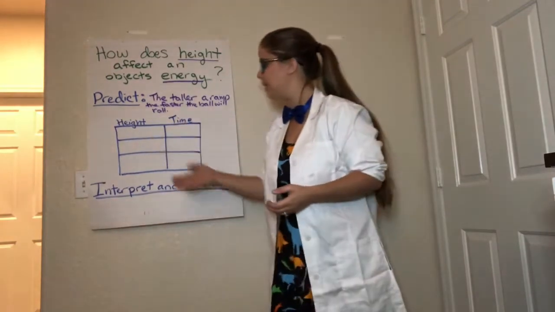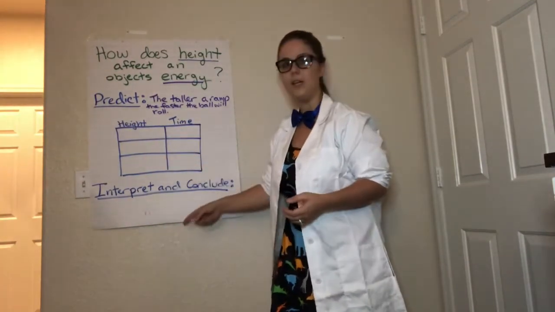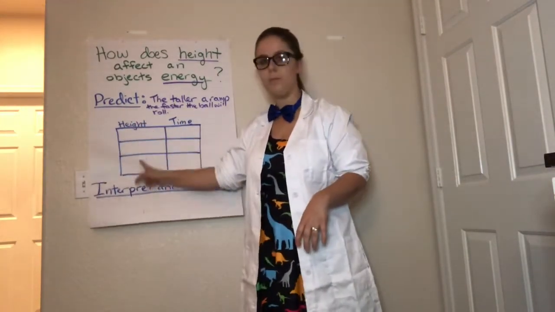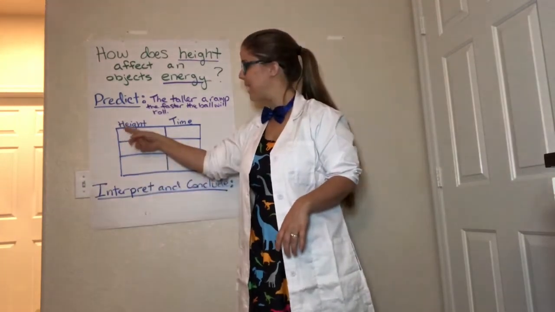So your table here should have 6 boxes. No, just 6. You just need 6 boxes. The columns are this way, rows are this way. We'll cover that later. Column should be labeled height.